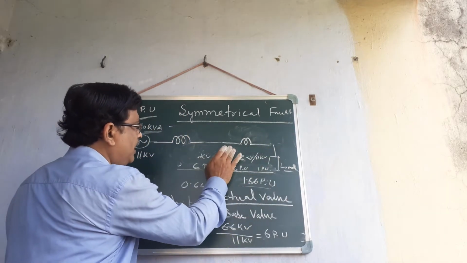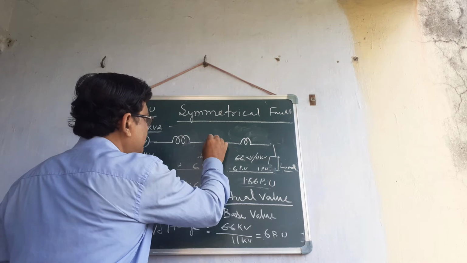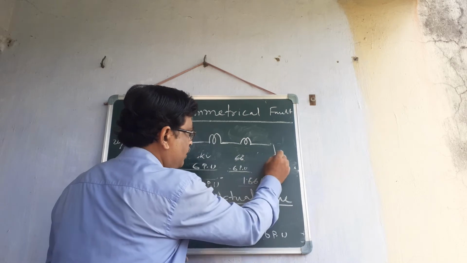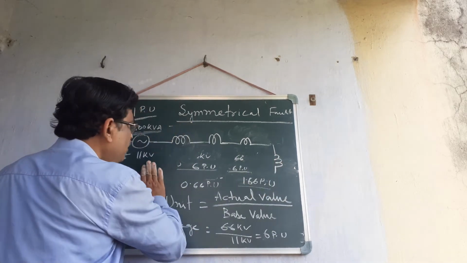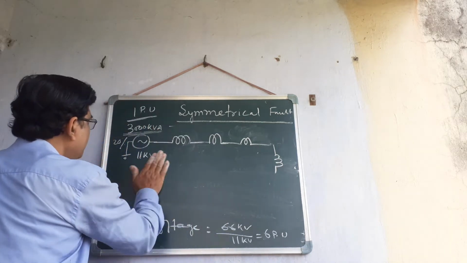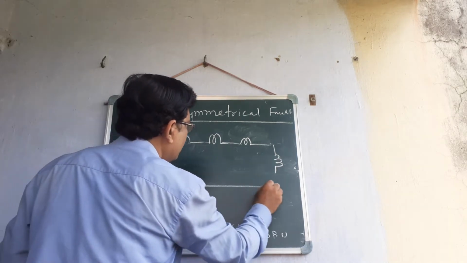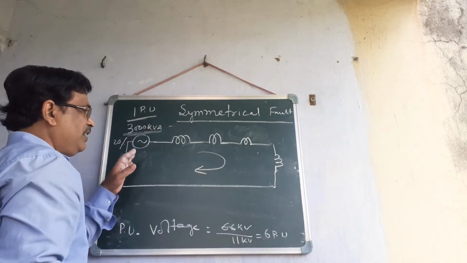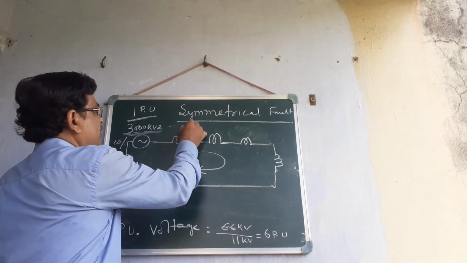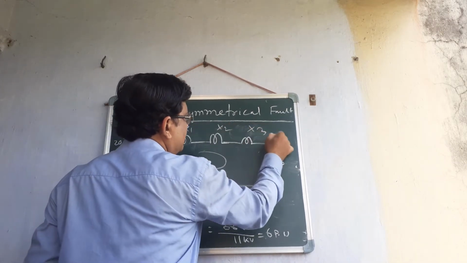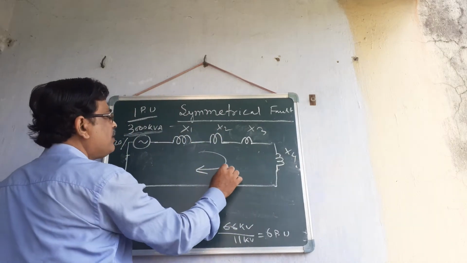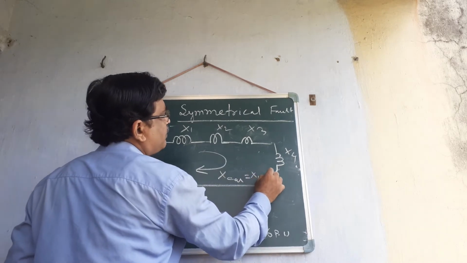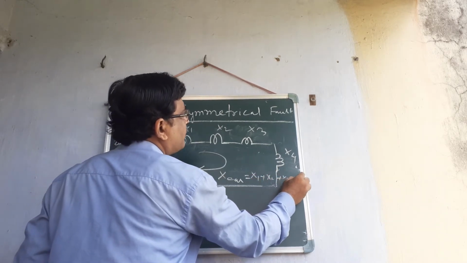Then we can convert this transformer with another reactance. And this is the transmission line. Transmission line can be converted with another reactance. And the load is converted with another reactance. If we omit the resistance, then what will we get? We'll get one single loop circuit. That is our desire. Suppose that this is X1, this is X2, this is X3, this is X4. Then X equivalent will be the summation of all these, that means X1 plus X2 plus X3 plus X4 and so on.